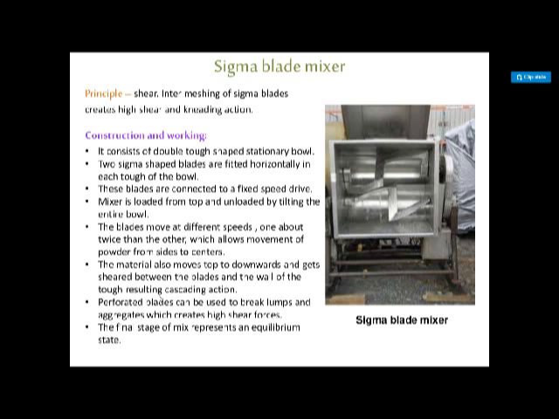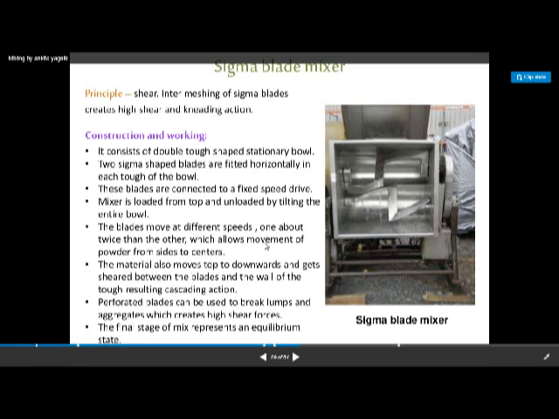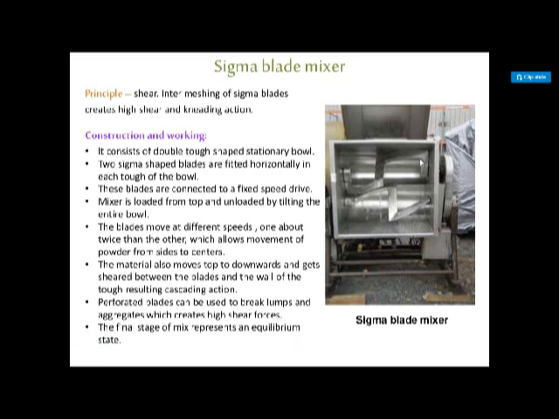It works on the principle of shear. Intermeshing of the Sigma blades creates a high shear. You can see here the blades, this kneading action is done, and these blades rotate in opposite directions to each other and are Z-shaped. This mixer, the Sigma blade mixer, is also called the zeta mixer, the Sigma blender, the double arm mixer, and also a kneader.